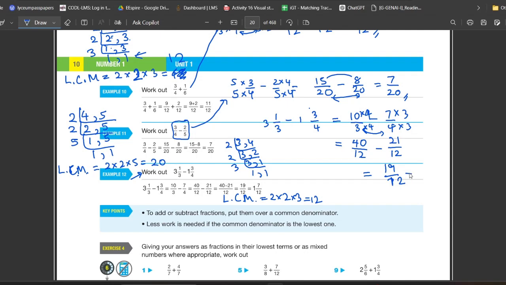So we can make this into a mixed number. How many 12s are there in 19? 1. So we are left with 7. 7 over 12. So that's the answer.